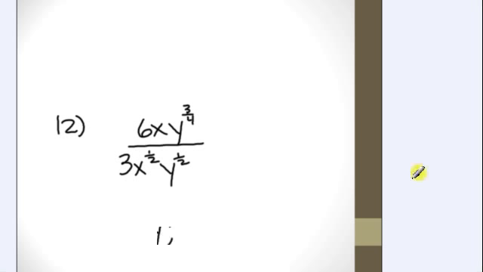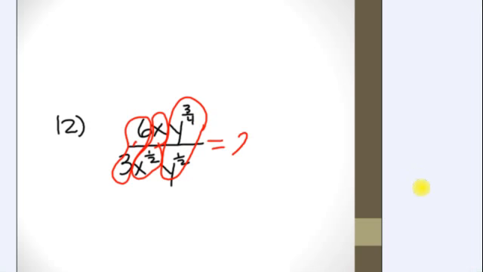Let's look at number 12. Here we have, let's see, some like bases that we're dividing. We have x divided by x to the 1/2 power, and we have y to the 3/4 power divided by y to the 1/2 power. And then I also have 6 divided by 3. So let's start there. 6 divided by 3 is just 2.